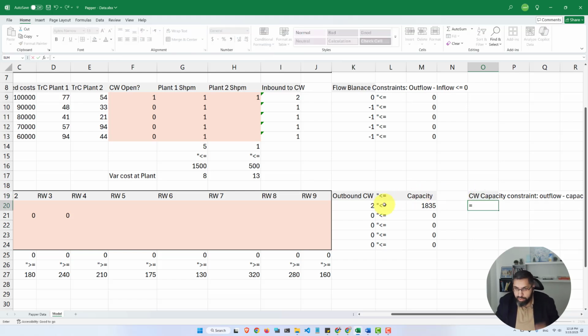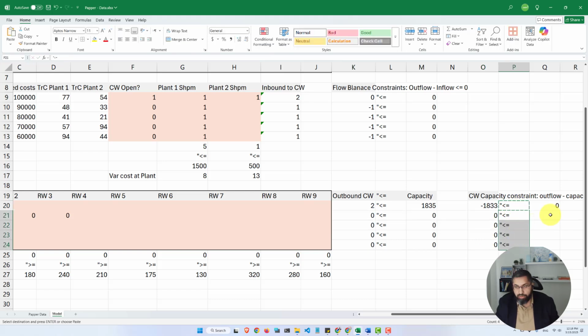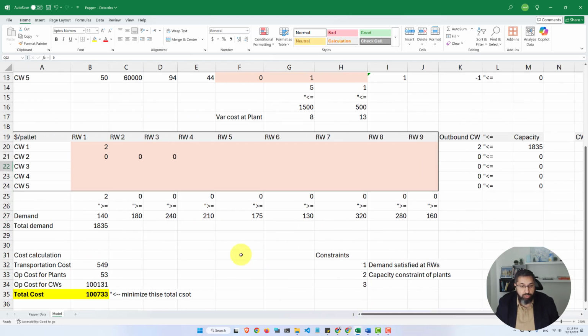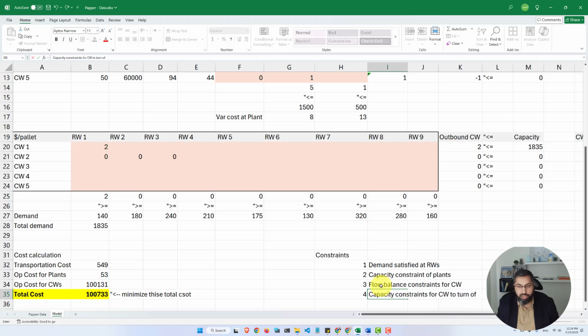So all I'll do is this, outflow, which is my left-hand side, minus this capacity, and that has to be less than equal to 0. I can drag it down, okay, and this has to be less than equal to 0. Now I'm going to color code my constraints so I know what to enter in Solver. So I did my flow balance constraints for central warehouse, and then I did capacity constraints for CW to turn off based on binary vars.